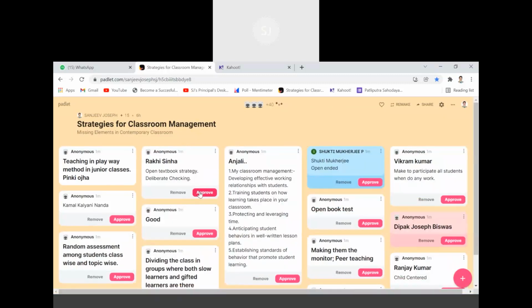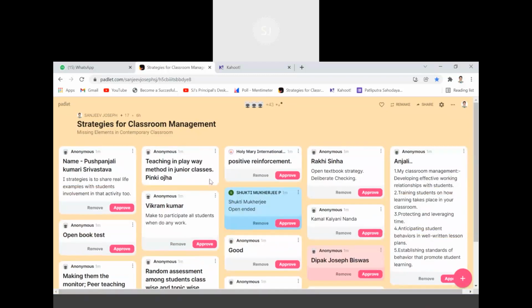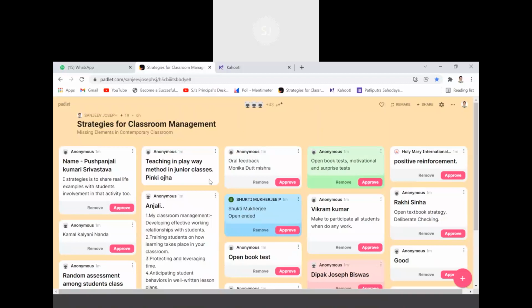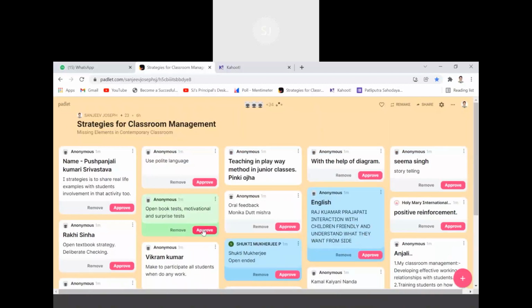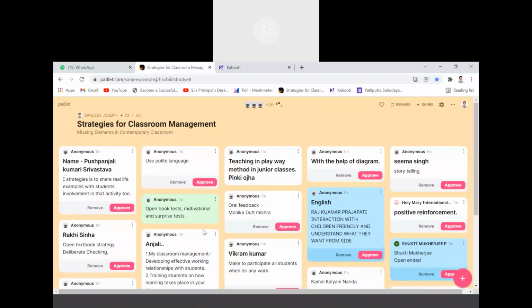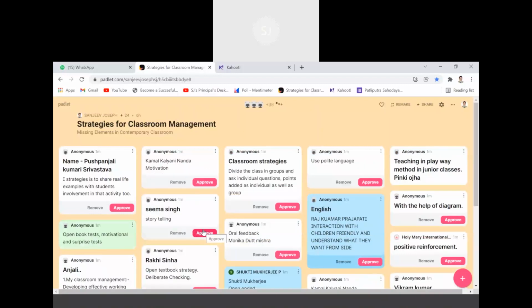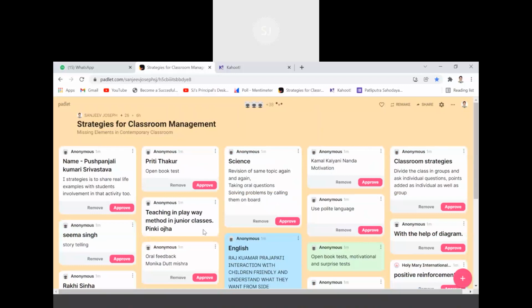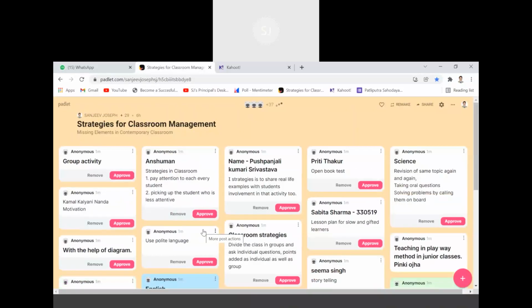There are so many. I'm very, very happy. I cannot approve for everyone, but I'm very, very happy to see positive reinforcement given by one of the participants, and open book test, motivation and surprise test. Very good, Anonymous. Yes, it's not necessary for you to write the name now because it is not a competition here. We are just sharing our experience and collaborating with all of us.